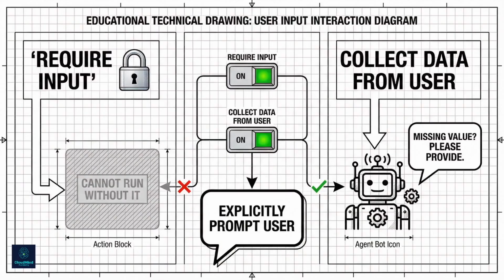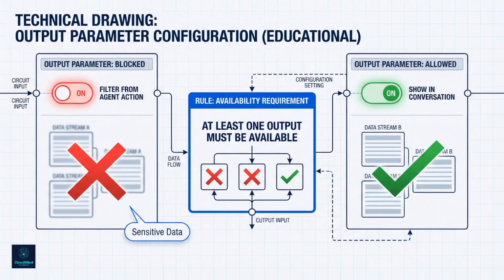Exam shortcut. Require input means the action cannot run without it. Collect data from user means the agent must ask the user for it. Most exam questions that say explicitly prompt the user need both settings.